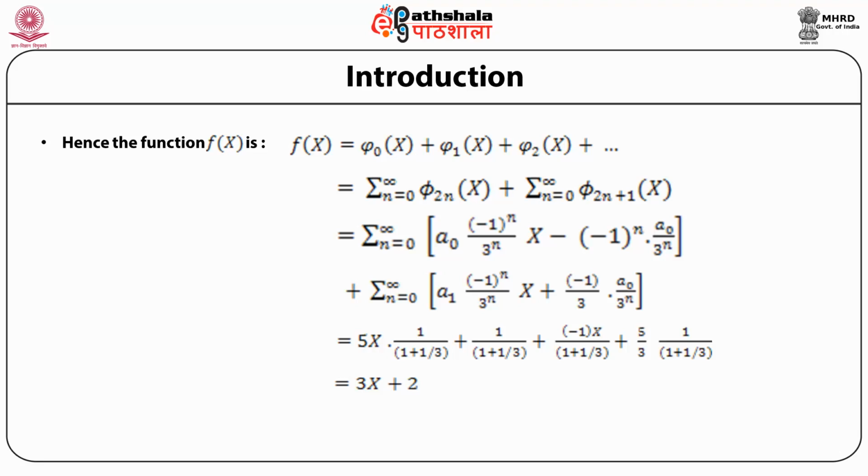So f of x can be written as summation over n from 0 to infinity of a_0 times minus 1 to the power n by 3 to the power n times x, minus minus 1 to the power n a_0 divided by 3 to the power n, plus sum over n equal to 0 to infinity of a_1 times minus 1 to the power n divided by 3 to the power n times x plus minus 1 by 3 a_0 by 3 to the n, which is equal to 5x multiplied by 1 upon 1 plus 1 third, plus 1 upon 1 plus 1 third, plus minus 1 times x divided by 1 plus 1 third, plus 5 by 3 multiplied by 1 upon 1 plus 1 third, which is nothing but 3x plus 2.